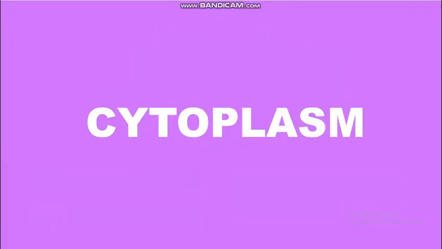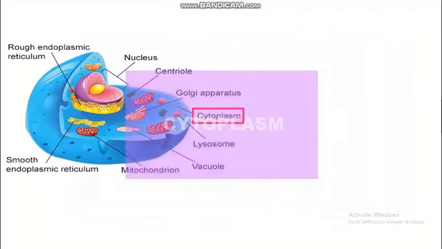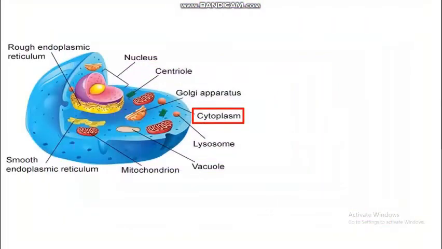Coming to the next point, that is the cytoplasm. As you can see, I have already marked the labeling where the cytoplasm is, and the cytoplasm is a thick solution that fills the cell, and it is enclosed by the cell membrane, where all the cell organelles are located in the cytoplasm.